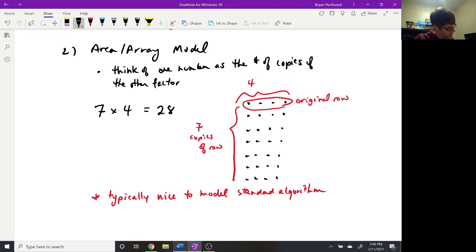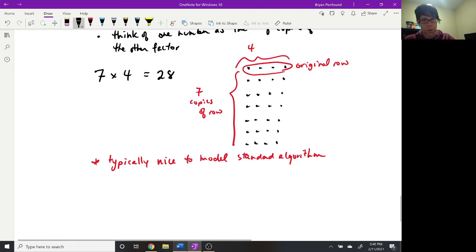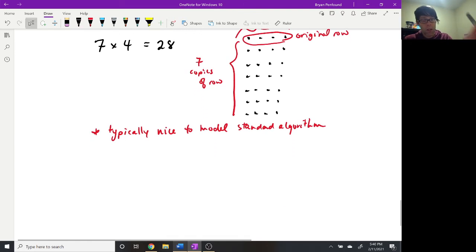So I think those are the 2 big kinds of models that we will talk about for multiplication. We've done the standard algorithm, and then we'll come back and recap the standard algorithm after reading week, and we'll do some base 5 questions as well. So that's all I want to chat about with regards to multiplication.